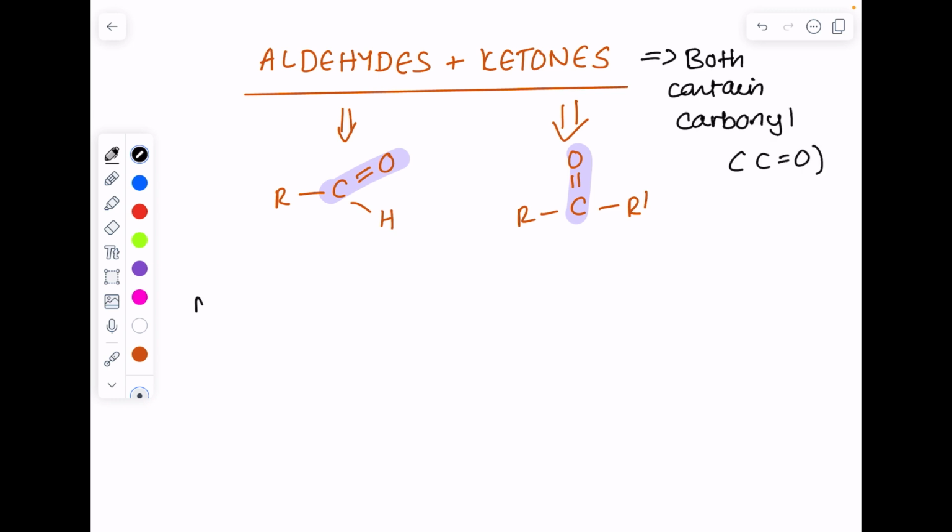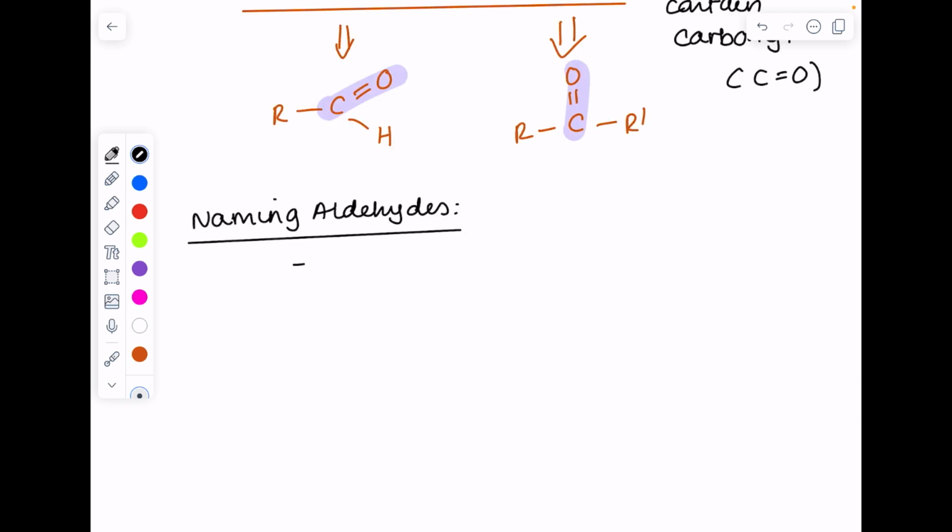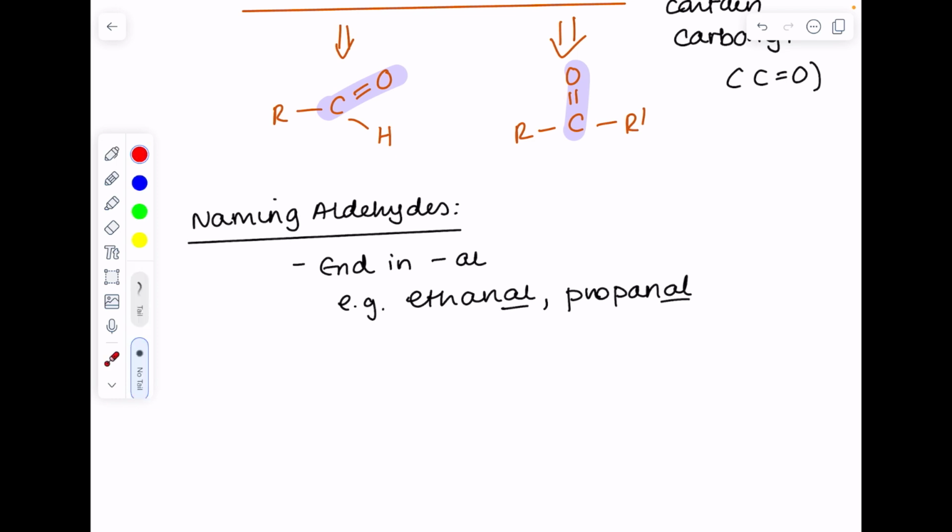How do we go about naming them? We'll start with aldehydes. Aldehydes in most cases end in -al, for example, ethanal, propanal. Now, because the aldehyde has to be at the end of a carbon chain, as we see here, there's no need to put a number in when you go about naming them, because the carbon of the aldehyde is assumed to be carbon number 1.